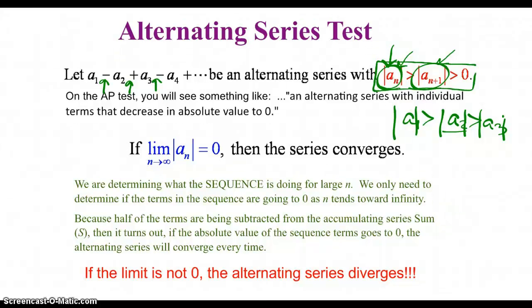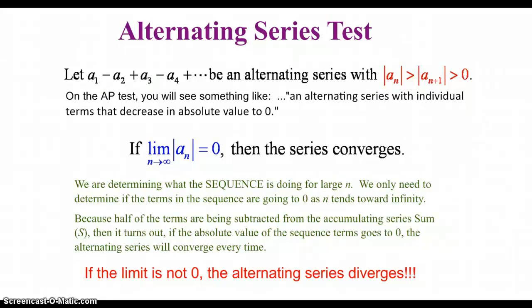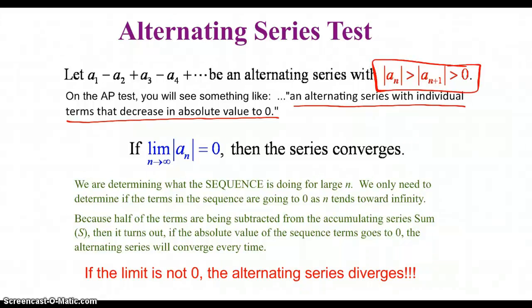This is the if that we get for the then of the alternating series. Now on the AP test, the phrase that you're going to see most often that tells you that this is the case is something like an alternating series with individual terms that decrease in absolute value to 0. And that is how we would verbalize that statement right there. They just give it to you in words instead of in symbols, but I need for you to recognize it in either case. Because if we have this, then we get this.